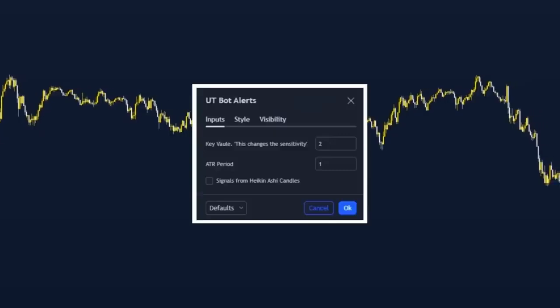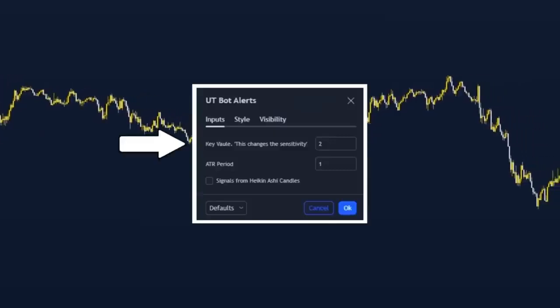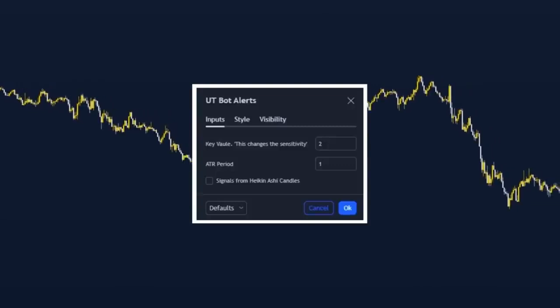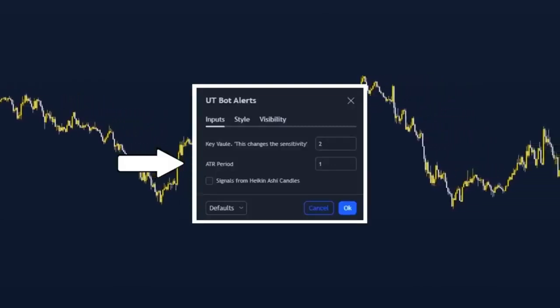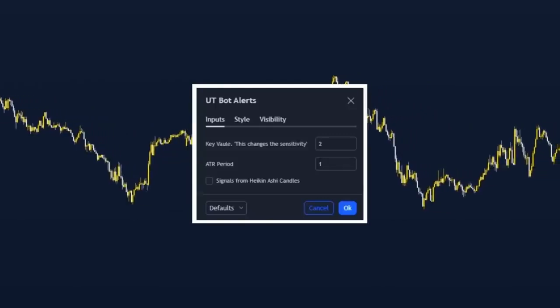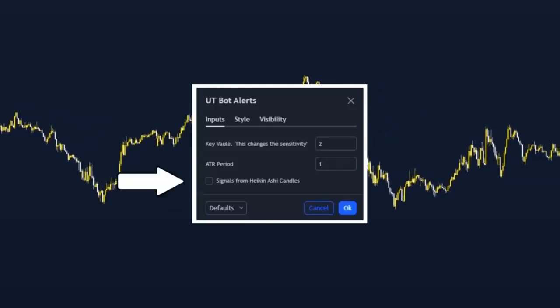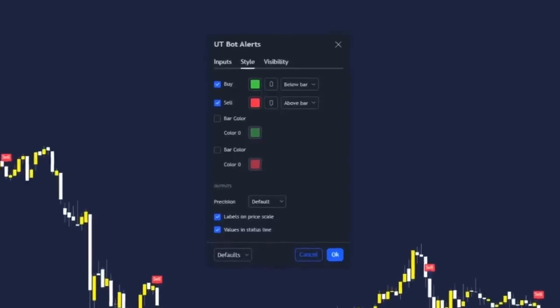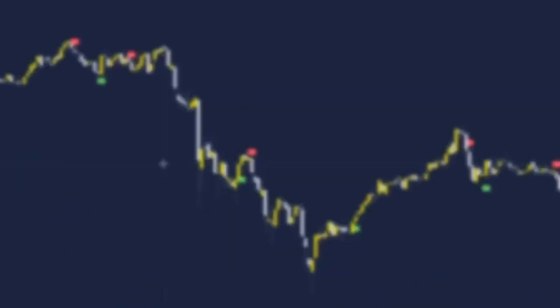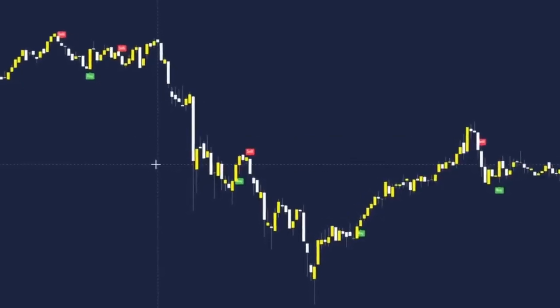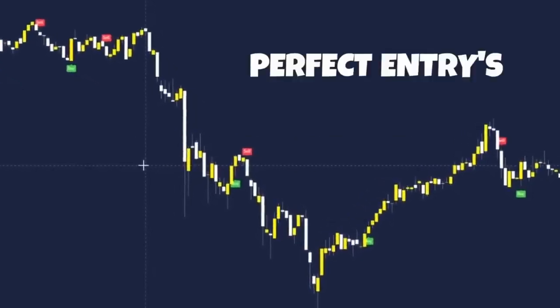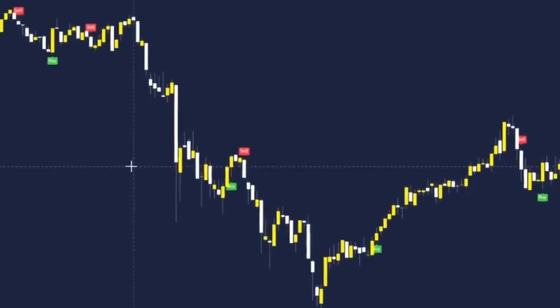Click on the settings for this indicator, and for the key value, we're going to set that to 2. This changes the sensitivity overall of the buy sell indicator. And for the ATR period, set that to 1. Make sure that you have the signals from Heikin-Ashi candles turned off, and on the style I have turned off the bar colours. This buy and sell indicator is by far one of the best, and these are some of the best settings that I've found for getting perfect entries when other confirmations align with it.